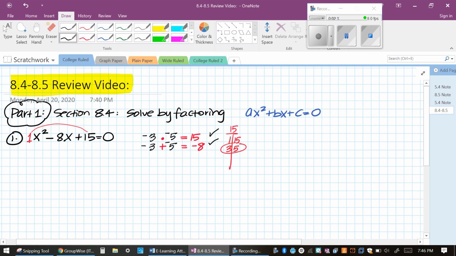Since my leading coefficient is 1, I can use the shortcut method for factoring this and go straight to the binomial answers. And then my binomials are x minus 3 and x minus 5. But since we are solving, you're going to go one step further and set each of these equal to 0.